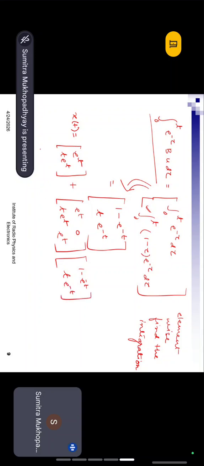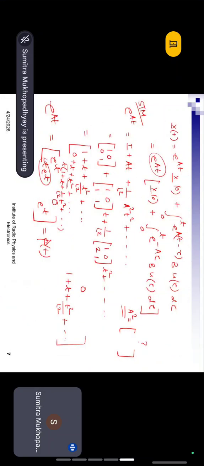So if you multiply and then add, the final result will be something like minus 1 and 2t to the power. So this is the solution of x. That means this is the solution of x1t and this is x underscore t, this one is correct.